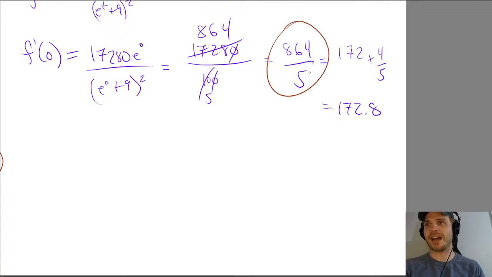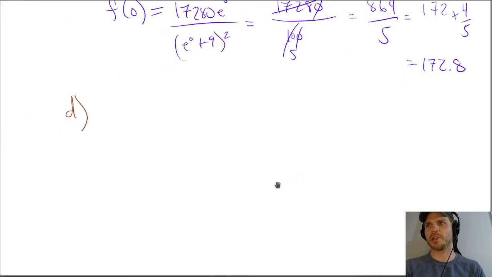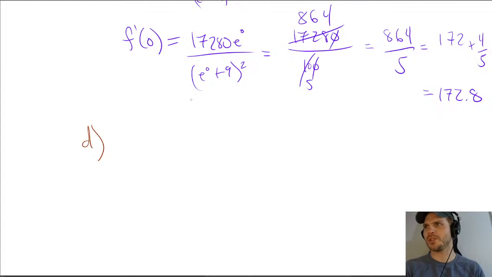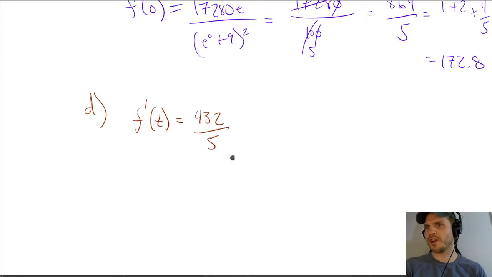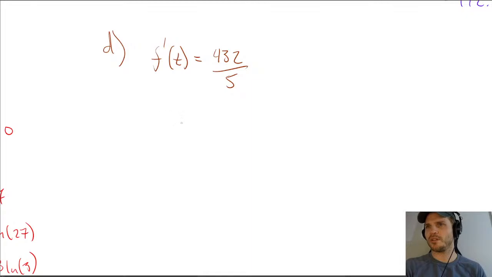So we want it to be half of this rate, and that's in pounds per year. So how am I going to do that? Let's go half of that. So we want to know f prime of t, when is this equal to 432 over 5? So the f prime of t, the left side of this equation, is 17280 e to the t over e to the t plus 9 squared. We want that to be equal to half of that, right?